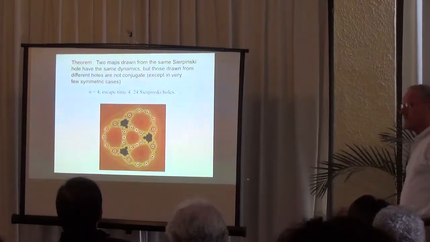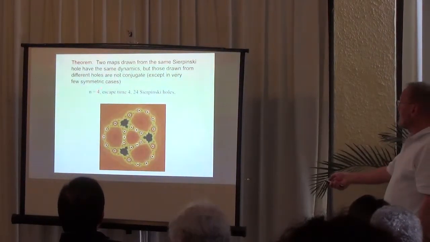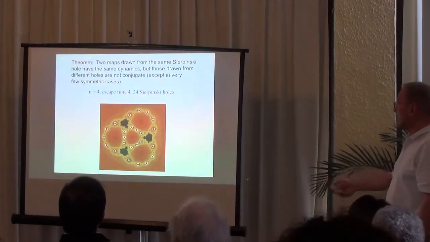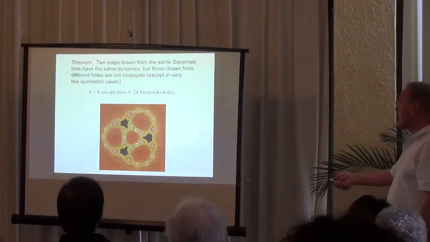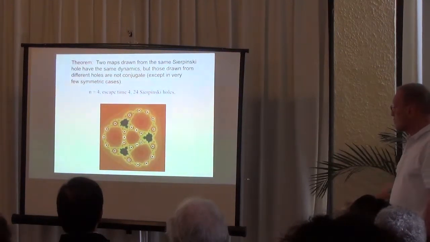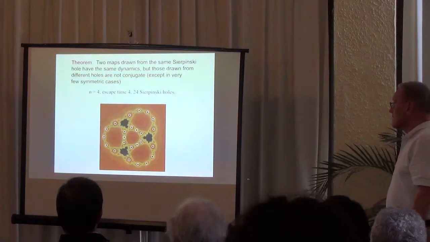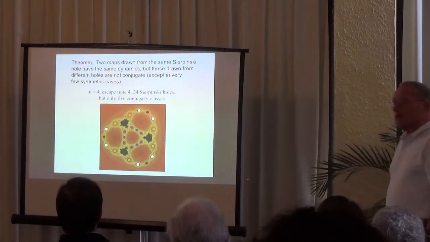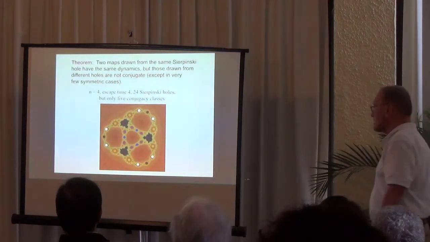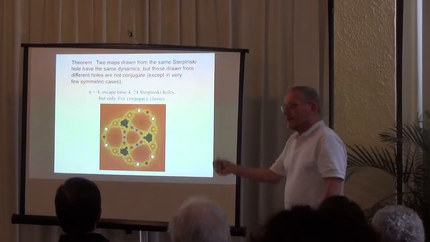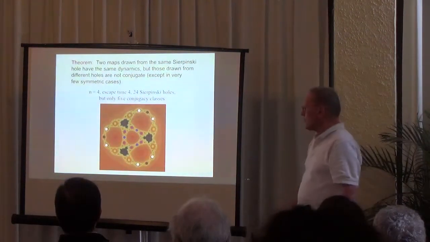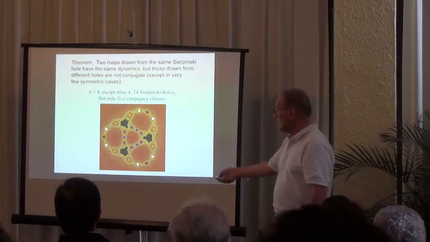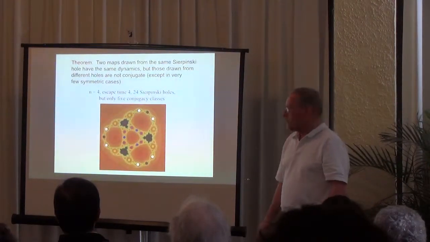But in fact, we know exactly when that's the case. Here's the case in the parameter plane where n equals 4, escape time 4. There are 24 Sierpinski holes here that have escape time 4, but only the colored ones have the same dynamics. And only ones that are symmetric under rotation by a third root of unity, like these black holes. These all have the same dynamics.